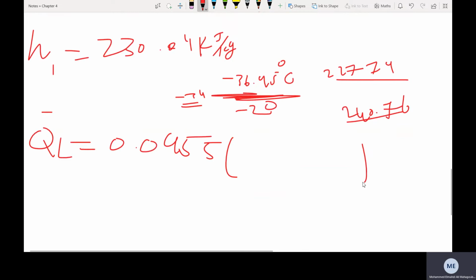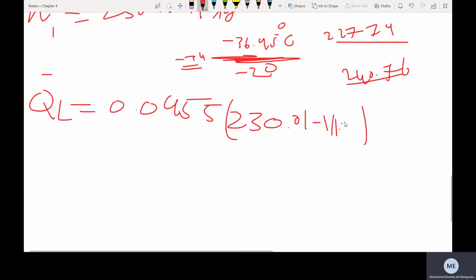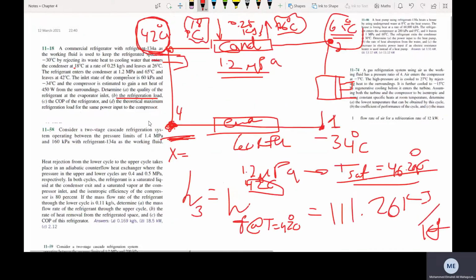0.0455 multiplied by the difference in the H's, which is 230.01 minus 111.26. Okay, so now QL is 0.0455 multiplied by 230.01 minus 111.26. So it is 5.4 kilowatts. This is my refrigeration load.